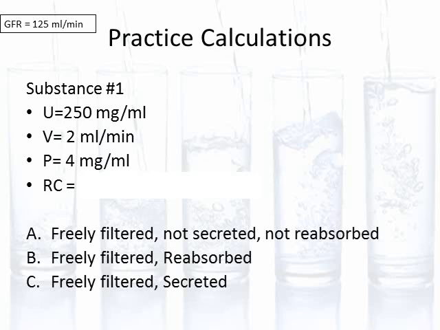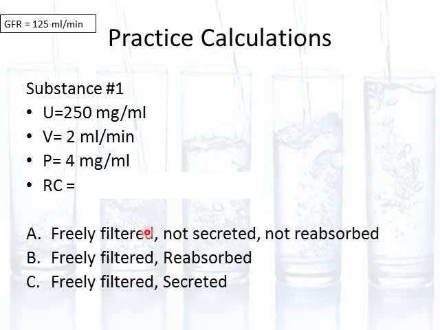Okay, so the next 3 slides have examples of 3 calculations, and so I'm not going to do these for you here. I give you the 3 variables that you need. You need to use that equation, calculate renal clearance, compare it to GFR right here, and then figure out which one of these is the case.